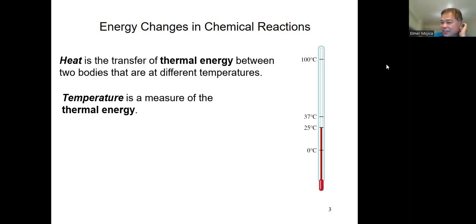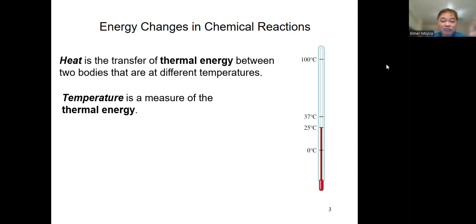Okay, so that's heat. Temperature is a measure of the thermal energy. Try to look at it this way, the difference between them. You have 1 gram versus 1 kilogram. If you want to raise the temperature by 1 degree, do you have the same heat? Will you use the same heat for 1 gram as for 1 kilogram? Yes or no?